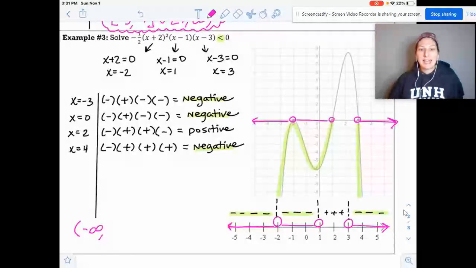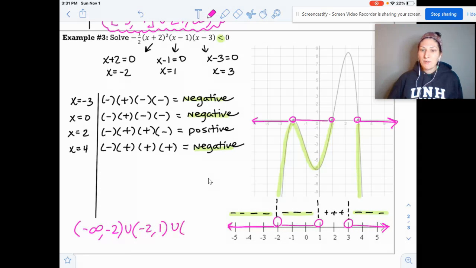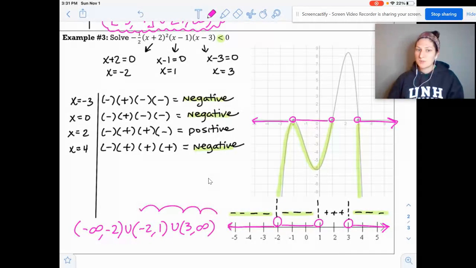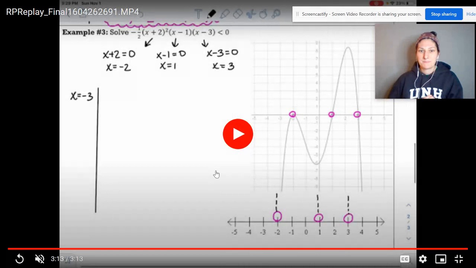You'll start out with negative infinity, comma, -2. And then you'll start up again, -2 to 1, and they'll both have parentheses. And then that third and final piece is from 3 to infinity. So take note of all of those parentheses. The reason why links back to the inequality symbol stated in the question.